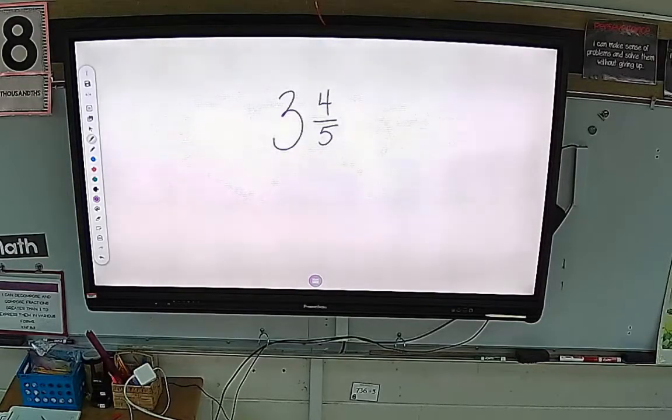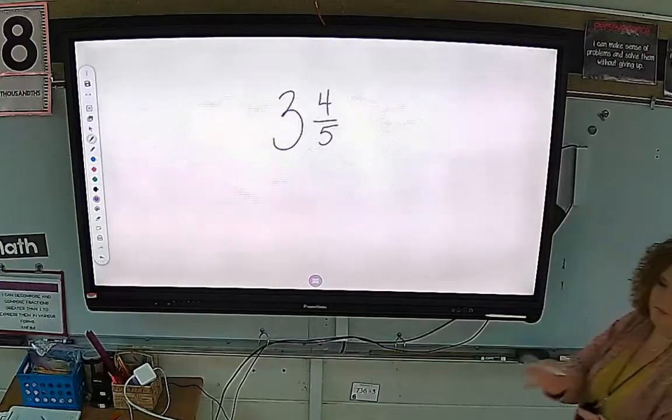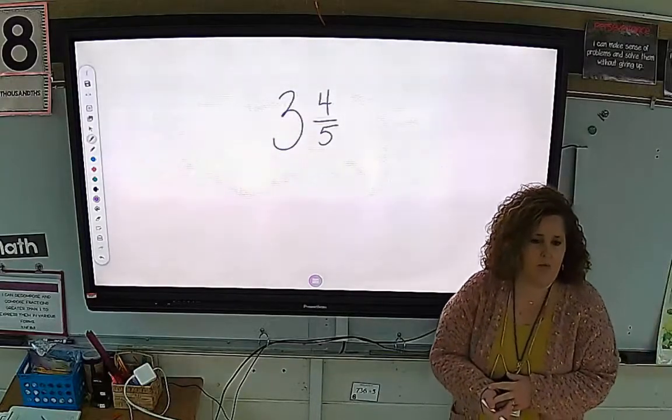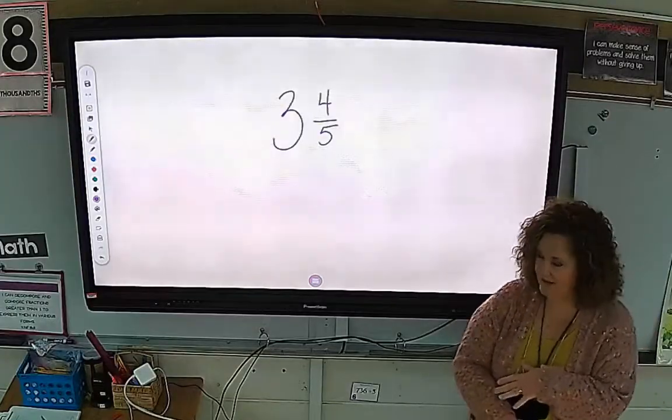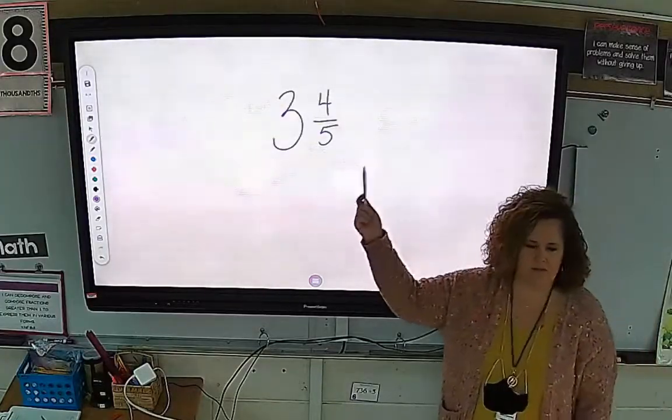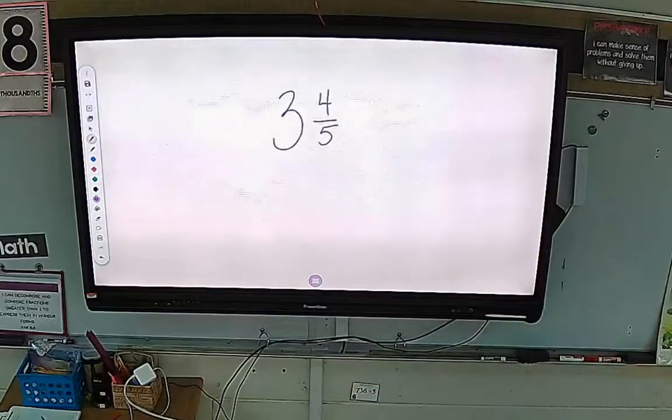You probably are going to have to do this more, because sometimes some of the math that we do, it's easier to do if you do it with an improper fraction. And then sometimes at the very end of the problem, the directions will say, write your answer as a mixed number. So you'll have to change it back. Okay. So if you have a mixed number, what do you do? How do you make that an improper fraction?